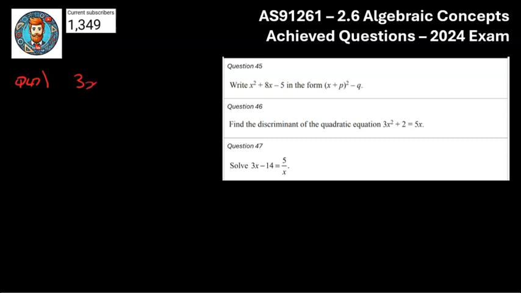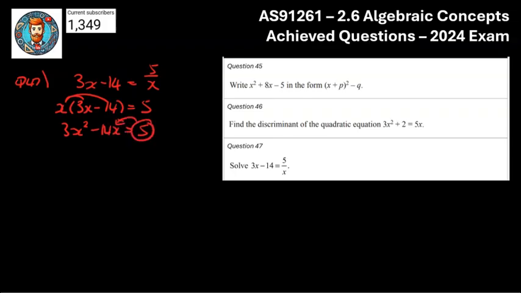So we've got 3x minus 14 equals 5 over x. My first step here is to move the divide by x over to the other side. So division will then become multiplication, right? So it's going to be x times 3x minus 14, all of that is equal to 5. I'm now going to expand my bracket over here, so it's going to become 3x squared minus 14x equals 5. This 5 here, I'm now going to move over to the other side.